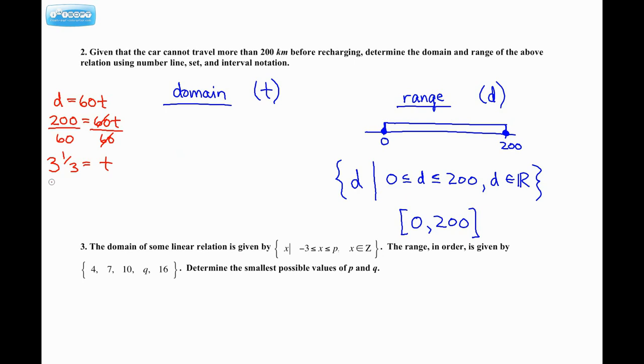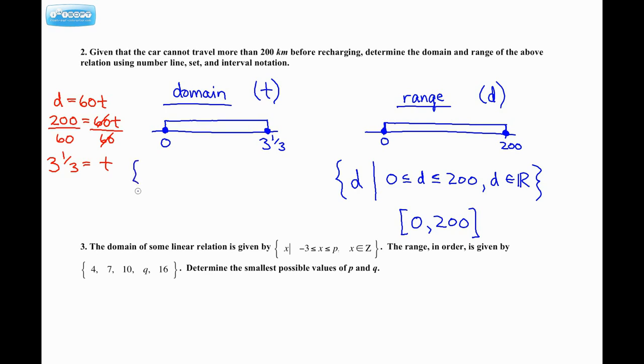Okay, but I'm just going to leave it in this format. So let's do our number line notation. Okay, we go as far left as 0. Okay, that's included. And we go as far to the right as about 3 1/3, or 3.3 repeating. And of course we can have any time in between there. So there's our number line notation.